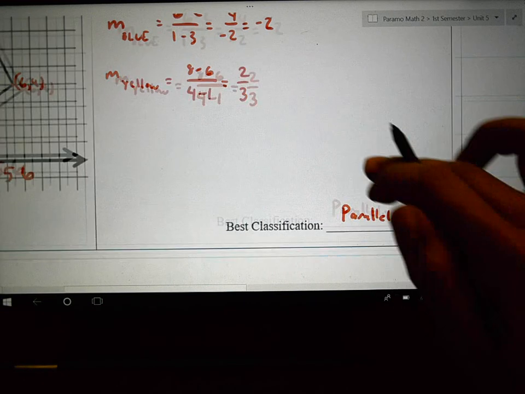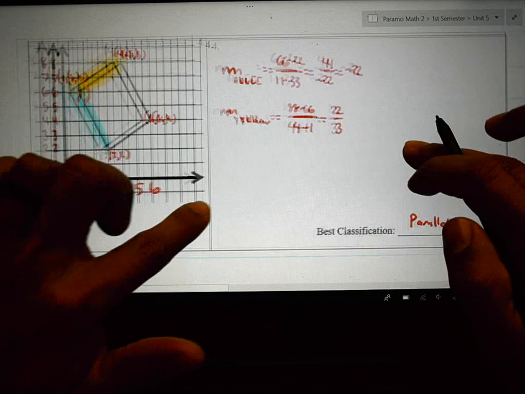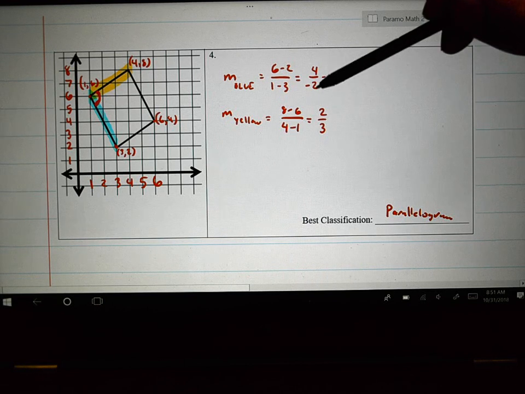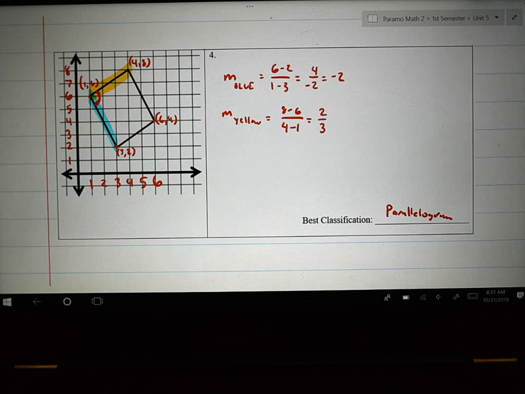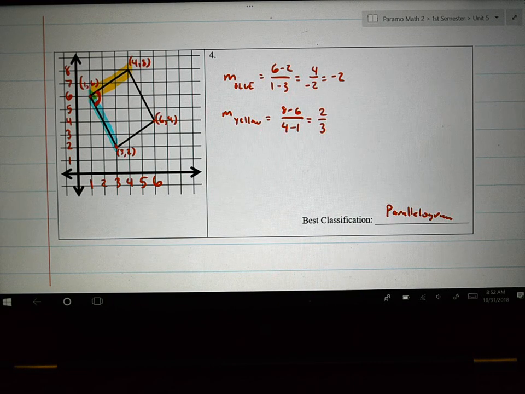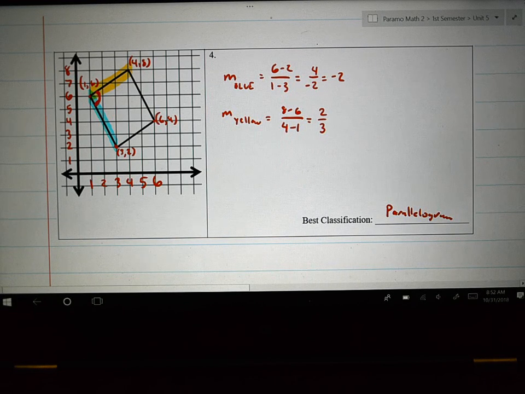Those are the decisions that you're going to have to make. What I do not want is for you to just write down that it's a parallelogram. I want to see you use the formula at least once or twice to figure out which is the best classification. If you think it's a rhombus, then I better see a distance formula. If you think it's a rectangle, I better see that these are congruent and these are congruent as well, and there better be a right angle symbol there. Okay? So I'm going to stop your notes right there.